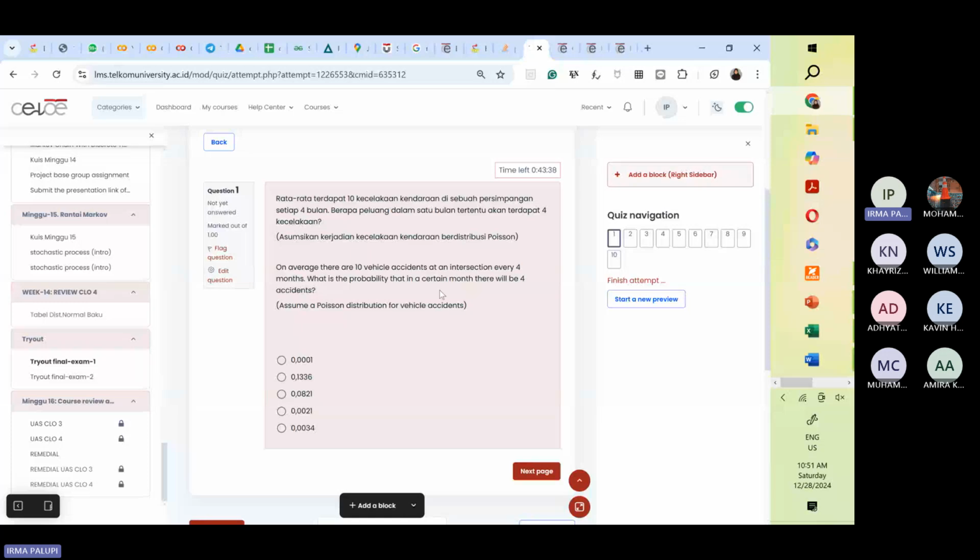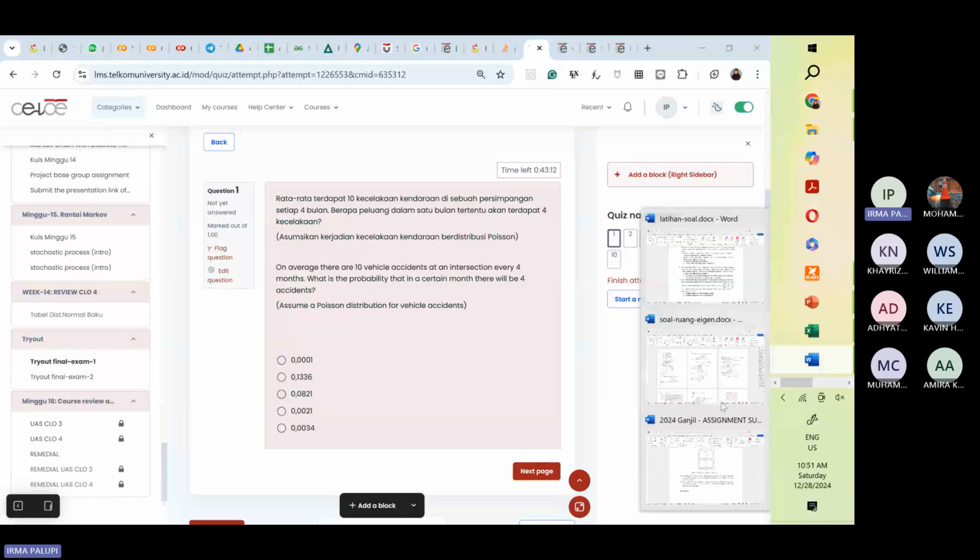So a certain month means that it's one month, right? So we need to make this average per month. We have here 10 per 4 months, and we want per month. So we have 10 per 4 per month, right? 10 per 4 is 2.5. Yeah, so we have how to solve this.